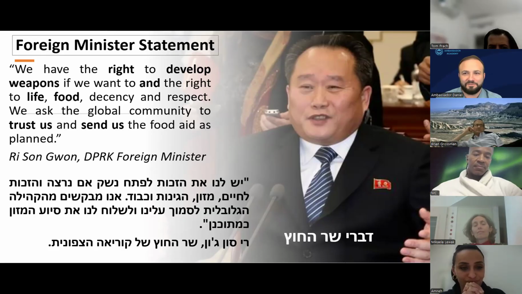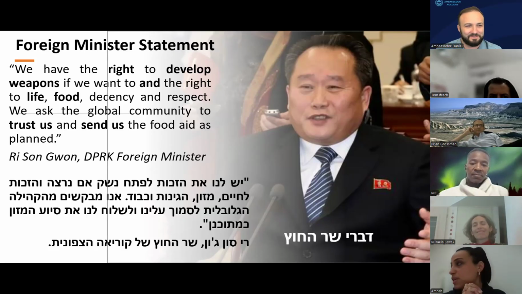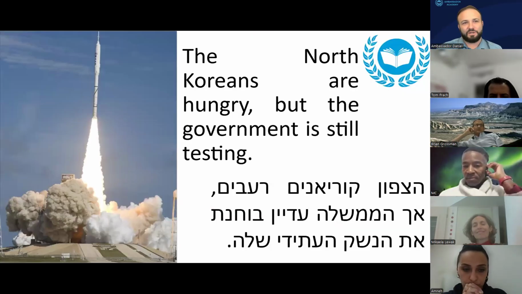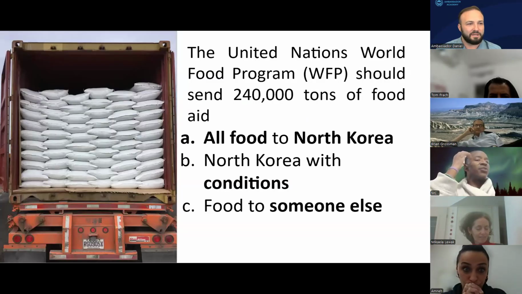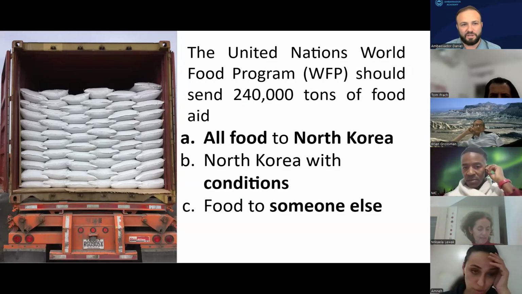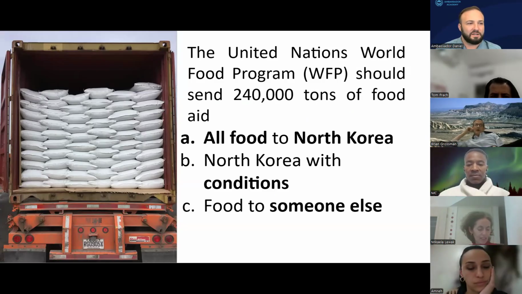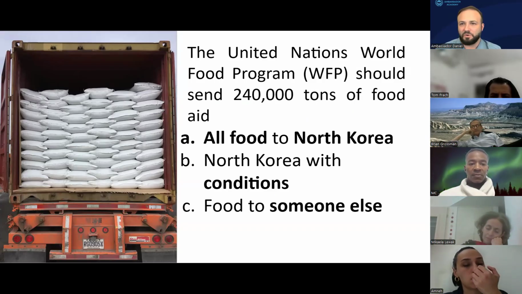Beautiful. All right. So if that does not persuade you to want to send the food, then I guess we'll have to debate about it. Okay, so North Koreans are hungry, but the government is still testing. It's a global crisis. And we remind the question that we have, which is, do we send all the food to North Korea? Do we send some with conditions? If not, do we send the food to someone else? Okay, so that is the recap of what we did in MUN 101 in a record amount of time.